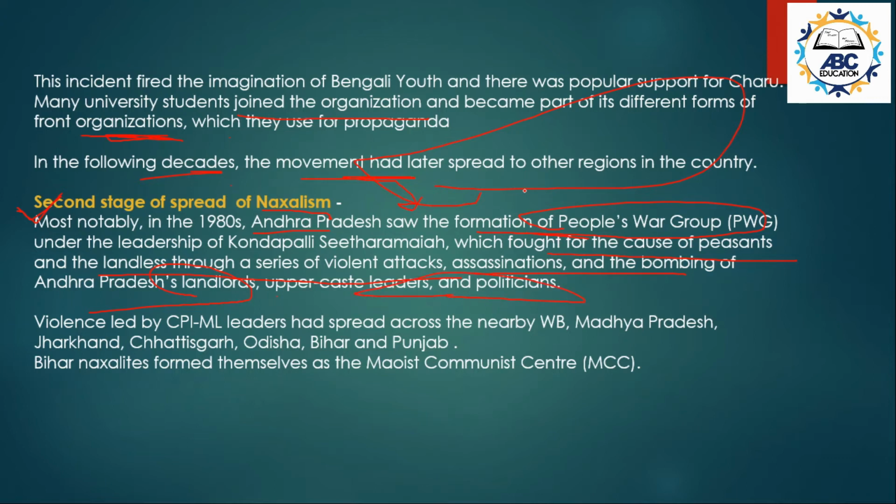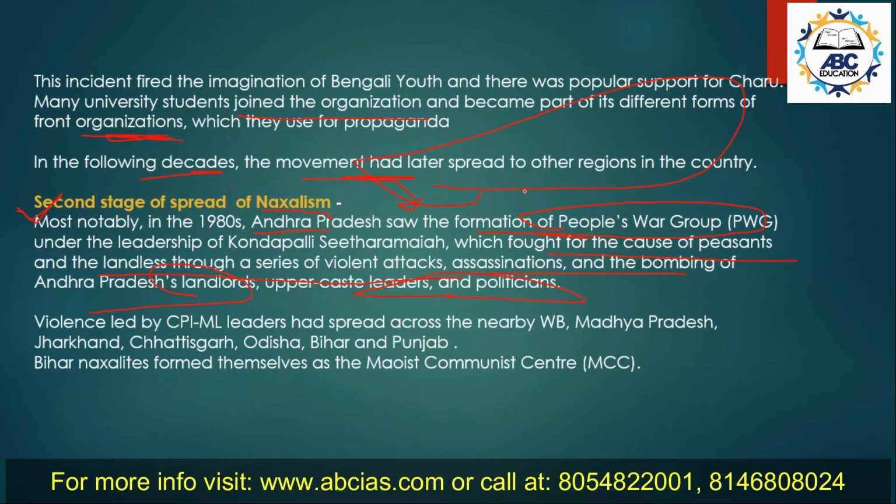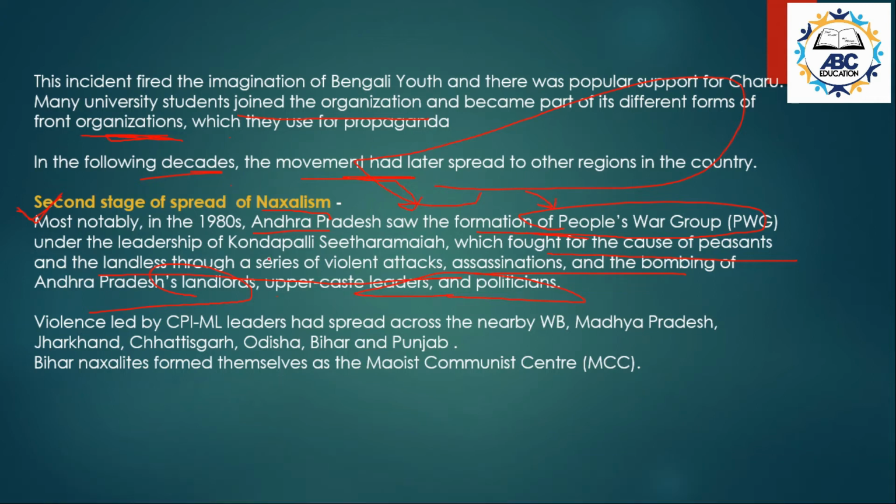So same, you see, same propaganda, same strategy, same thing is carried out by the People's War Group in Andhra Pradesh. So this was the second stage of Naxalism where it spread in the state of Andhra Pradesh and took the form of People's War Group. Similarly, then it spread into Bihar also, and Bihar Naxalites were the ones who formed themselves as Maoist Communist Center, that is MCC. So बिहार नक्सलाइट्स ने अपना नाम रखा है माओइस्ट कम्युनिस्ट सेंटर, और आंध्र प्रदेश में the Naxals reorganized themselves in the form of People's War Group.